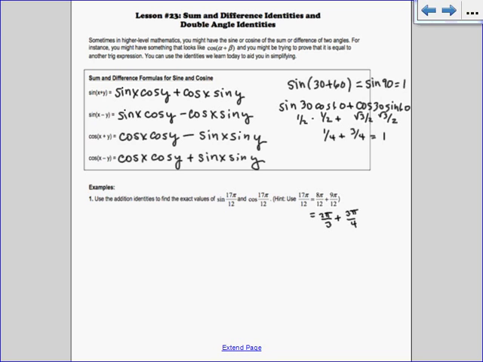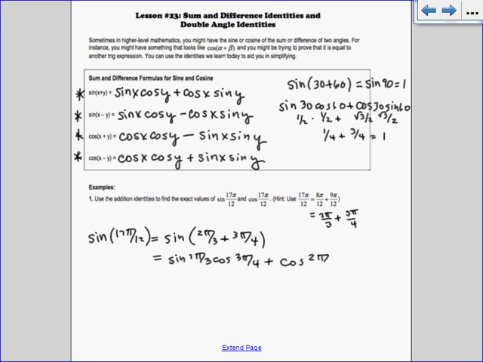So in order to find this, sine of 17 pi over 12 is really the same as the sine of the sum of 2 pi over 3 plus 3 pi over 4. So we use the sum formula right up here. Okay, so I guess I'll put stars next to all of these because you do need to memorize them. Okay, so I'm going to have sine of 2 pi over 3 cosine of 3 pi over 4 plus cosine of 2 pi over 3 sine of 3 pi over 4.